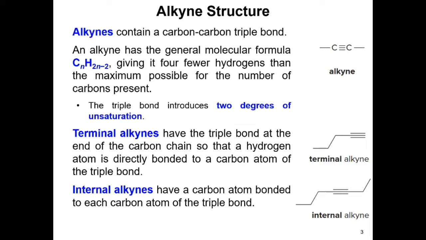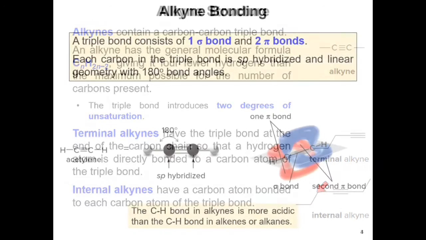bond. So here you can see that in a terminal alkyne, the triple bond is at the end of the carbon chain, in which one of the carbon atoms involved in the triple bond is bonded to a hydrogen atom, and the other carbon atom involved in the triple bond is bonded to a carbon atom. On the other hand, in an internal alkyne, the triple bond is within the carbon chain, in which both carbon atoms involved in the triple bond are bonded to one other carbon atom.